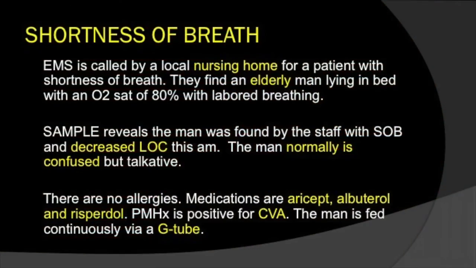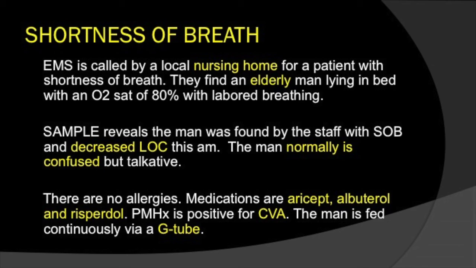So now that we've gone over the pattern, let's go back to our case. And I've highlighted some of the key clues in this. So EMS called by a local nursing home. So there you go. Nursing home is a key risk for pneumonia. Elderly folks are a key risk for pneumonia. Decreased level of consciousness is a symptom of pneumonia. The patient's normally confused. Dementia is a common pattern in pneumonia.